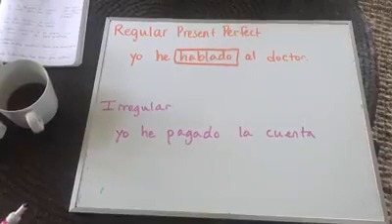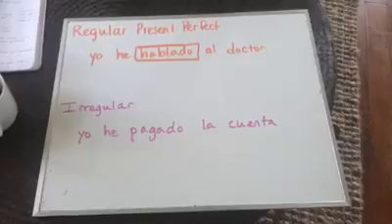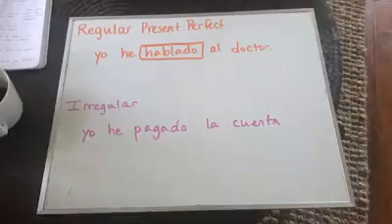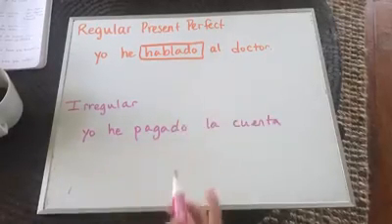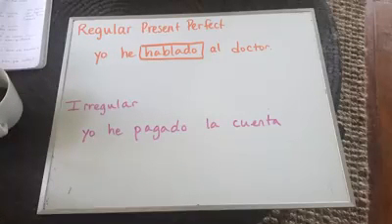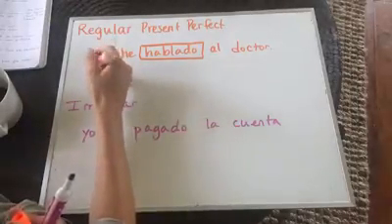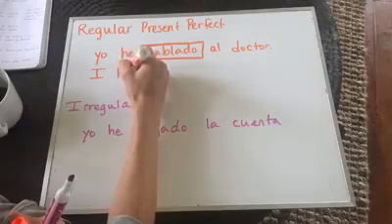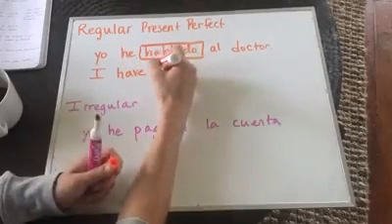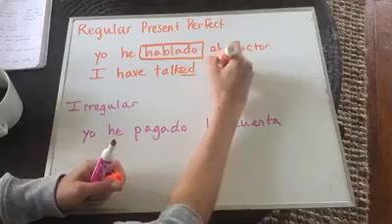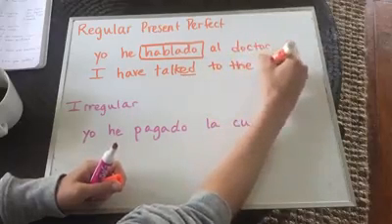Hello everyone. Today we are going to talk about the past participle when we're using present perfect. Presente perfecto. So for this sentence, for example, yo he hablado al doctor. We have yo, I, he, have, talked. I have talked to the doctor.